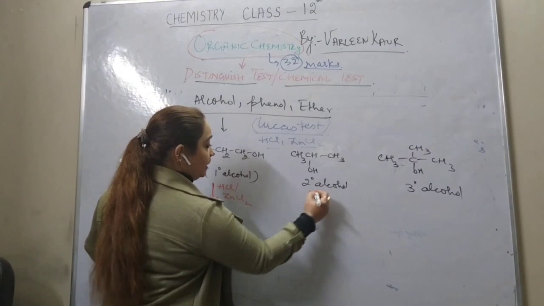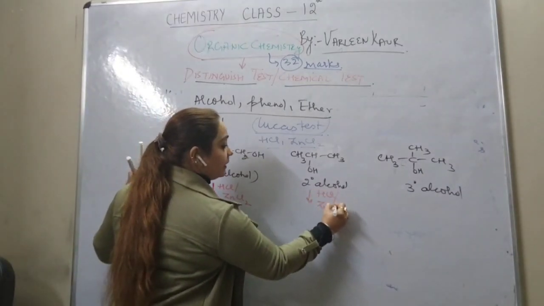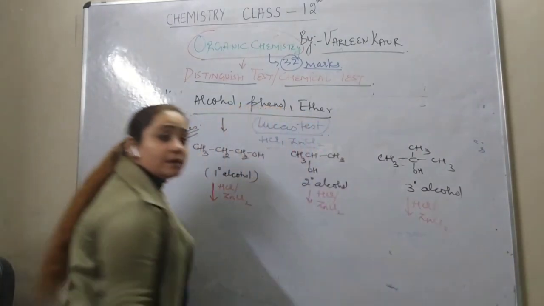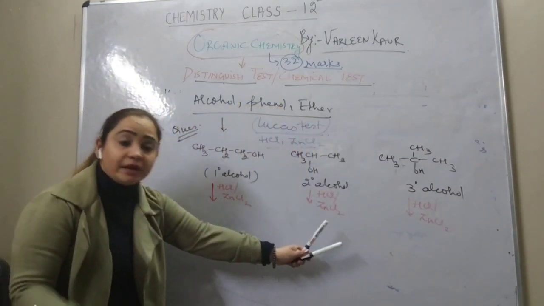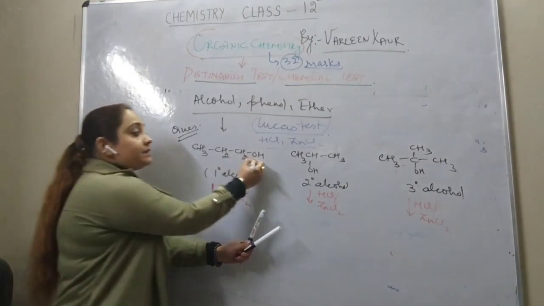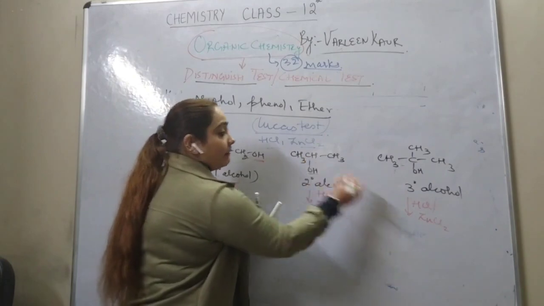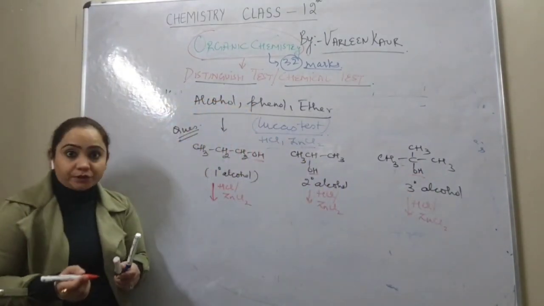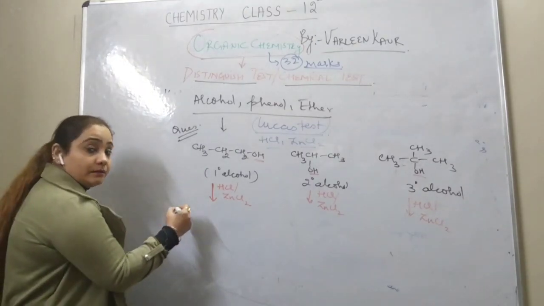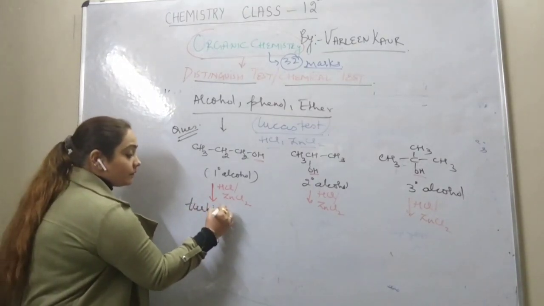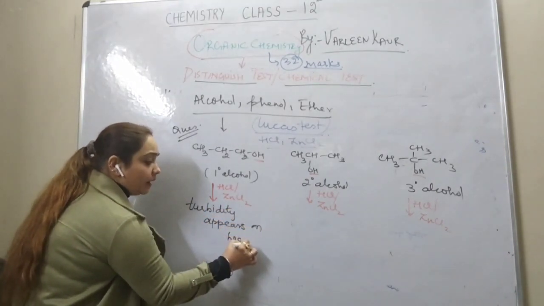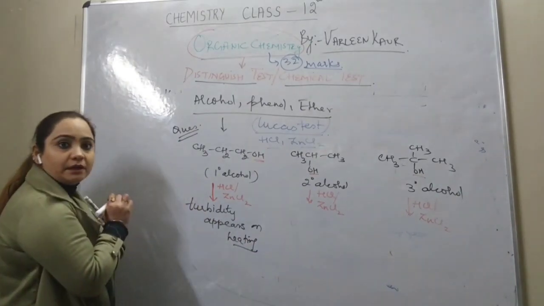in primary, secondary and tertiary alcohol. So what happened in all these parts? The reagent will remain the same, but the nature of alcohol is different. Here it is primary alcohol, here it is secondary, and in the third part this is tertiary alcohol. So in this, the turbidity appears on heating. हम हीट करेंगे, turbidity आ जाएगी.